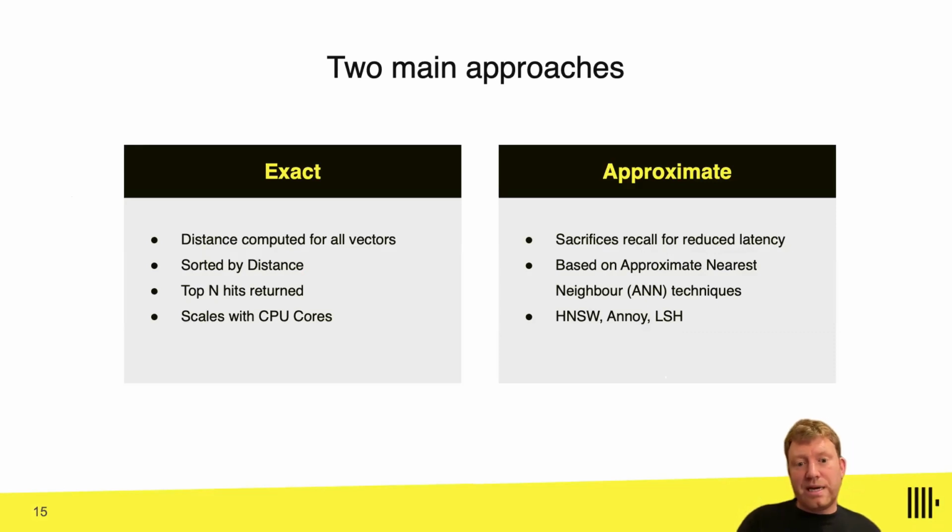You can also do it approximately, and this is useful when the number of vectors gets much, much larger, or if you want to spend less compute time computing the closest ones. It doesn't give you the exact result, but it might be good enough. We basically sacrifice accuracy of the results for reduced latency. This uses algorithms known as approximate nearest neighbor, or ANN. There are a number of examples here: HNSW, Annoy, locality-sensitive hashing, for example. This can be useful, especially at large scale, or if we just don't want to assign the same amount of compute to the operation.